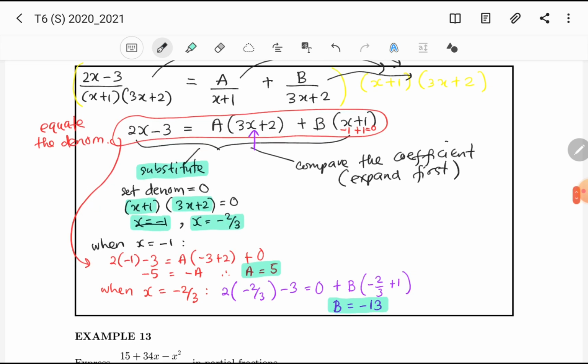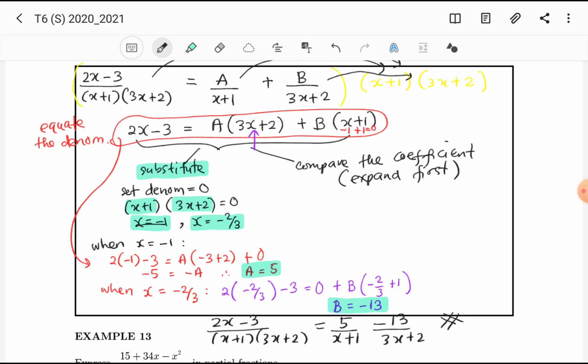we need to write, okay, back to the question lah. Means 2x minus 3 over x plus 1 times 3x plus 2 equals to, okay, awak tengok dia punya first yang kita decompose. A over x plus 1. So, A is 5. So, 5 over x plus 1. Okay, next, plus B over 3x plus 2. And our B is negative 13. So, negative 13 over 3x plus 2. Okay. So, we got the partial fraction.